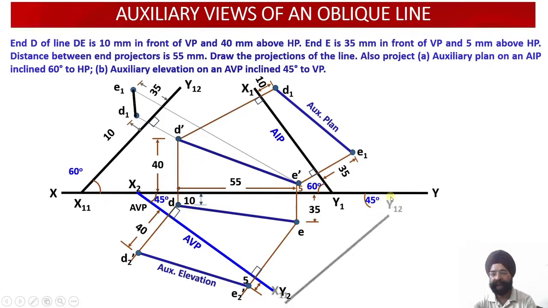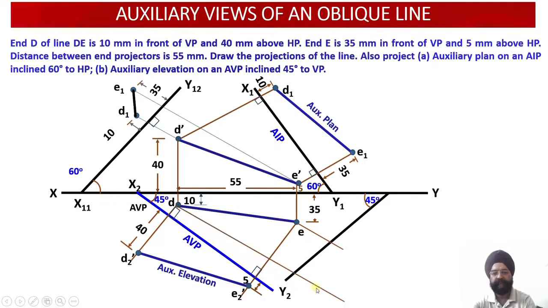Similarly, if I had drawn my AVP over here at an angle of 45, then I needed to draw the projector lines through D and E perpendicular to this particular plane, that is my AVP, and then draw these distances. For D the positive distance will be 40, for E the positive distance, that is above HP distance, would have been 5. So this is 40 mm, this is 5 millimeter, and if I join D2 dash with E2 dash, now this is my auxiliary elevation which I would have obtained.